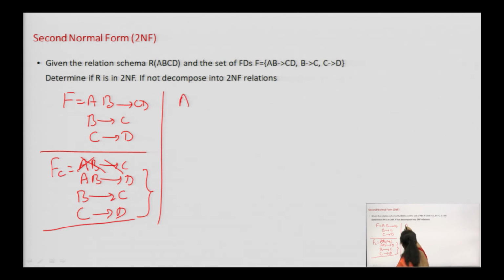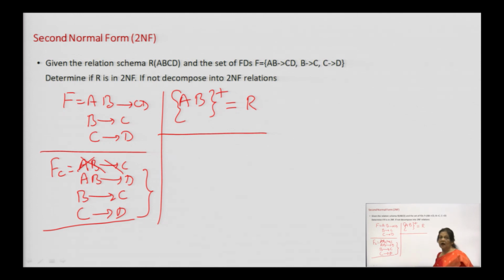Let us find the key. If we compute the key, the key in this case will be A B, because A B plus gives A B D, and B determines C. So, A B C D which is equal to R. So, the key is A B. Now, let us look at whether this given relation is in the second normal form or not. Quickly, A B to D there is no partial functional dependency, C to D there is no partial functional dependency, but a partial functional dependency exists which is B to C.